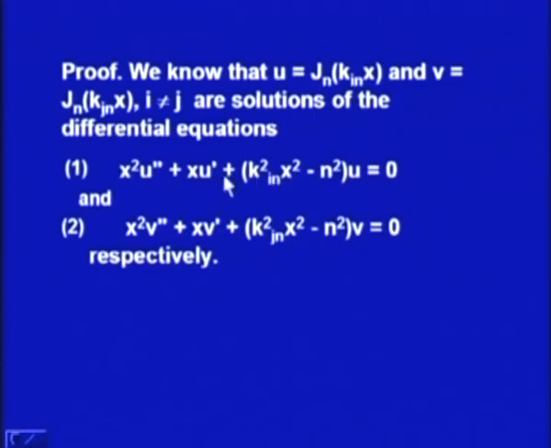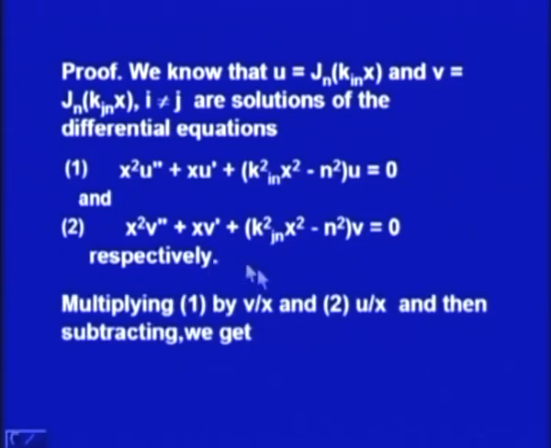We had obtained such a differential equation in the article on transformation of Bessel's equation when we had made the first substitution. We changed the independent variable from t to lambda x there. So, from that it comes that u equal to J_n(k_in x) is a solution of this, and v equal to J_n(k_jn x) is a solution of this equation number 2.